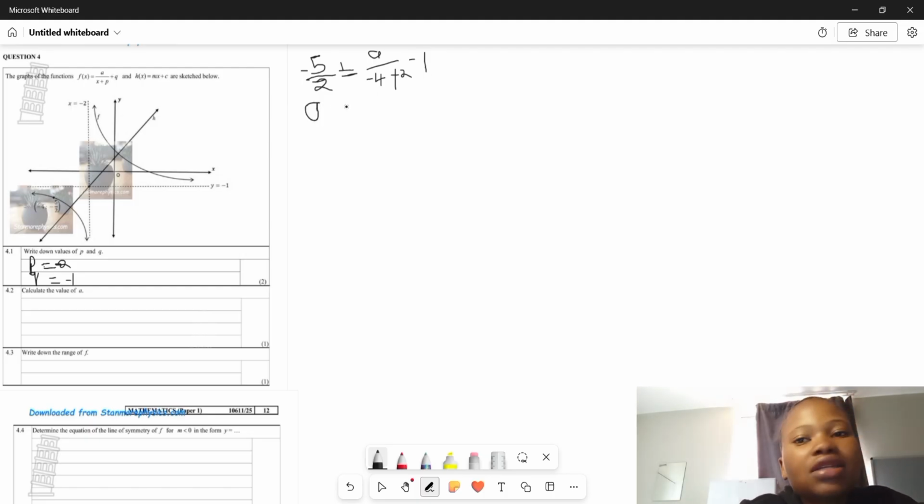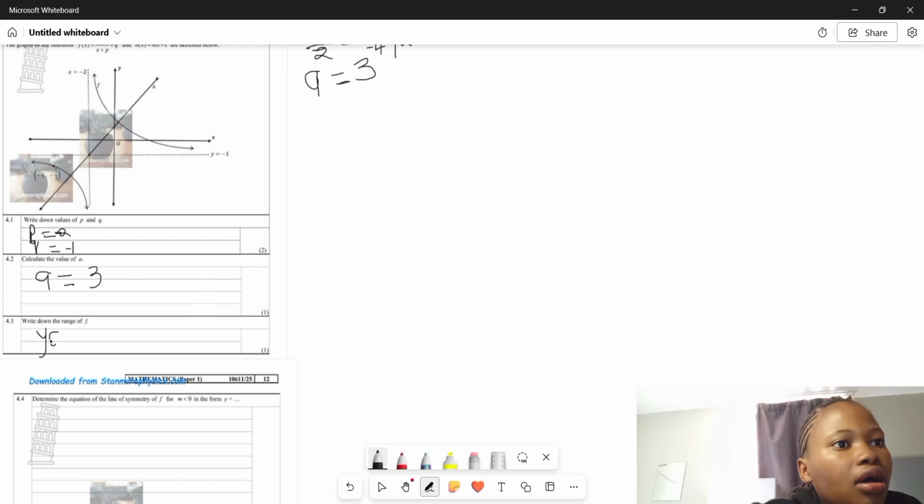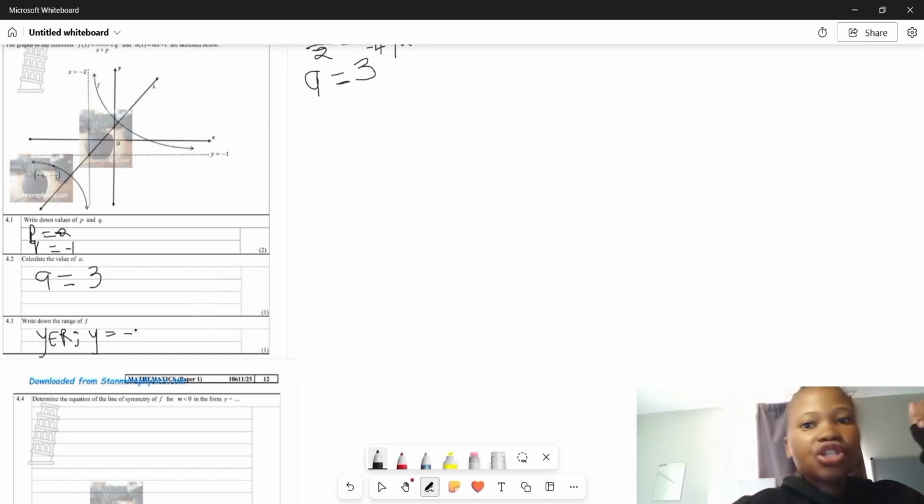So now we write down the range of f. Now what is the range? The range is the highest level of the graph, in this case your asymptote. You are going to look at the y value of your asymptote. So y is going to be negative 1. It will never be equal to negative 1, because the asymptote is where your graph will never touch.